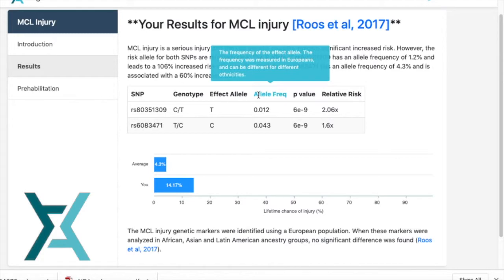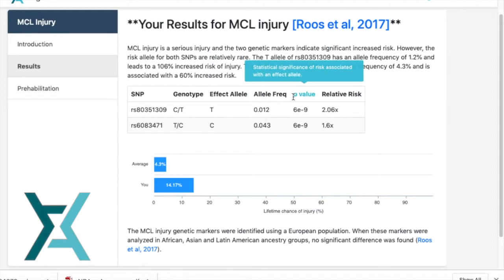Allele frequency is the frequency of the T allele versus the C allele. In this case, 1.2% for the T allele, the remainder for the C allele. P-value is the significance of the association of this SNP with MCL injuries. This 6e-9 is scientific notation for 6 times 10 to the minus 9, which is the chance that this association would have occurred by chance. So very small, and small enough that this association is called genome-wide significant.